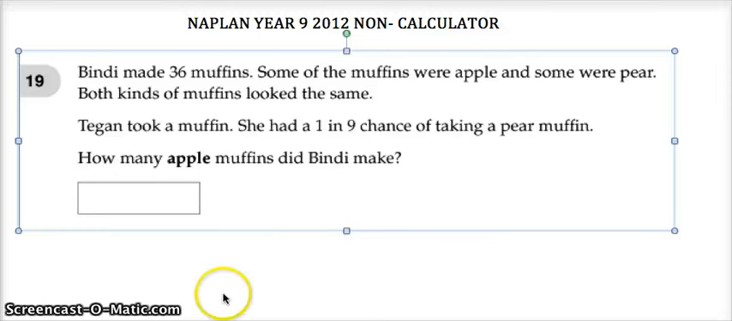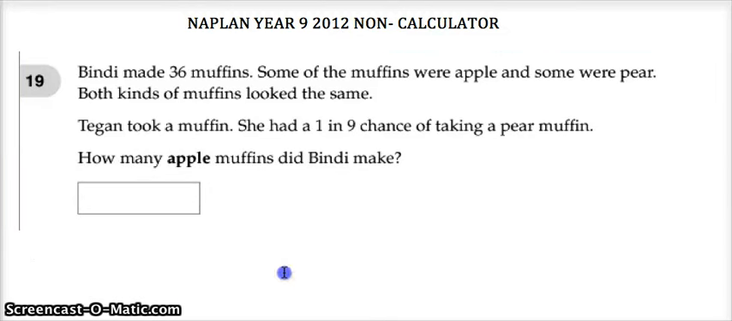This is question 19 of the 2012 non-calculator paper. Bindi made 36 muffins. Some of the muffins were apple and some were pear. Both kinds of muffins looked the same. Tegan took a muffin. She had a 1 in 9 chance of taking a pear muffin. How many apple muffins did Bindi make?